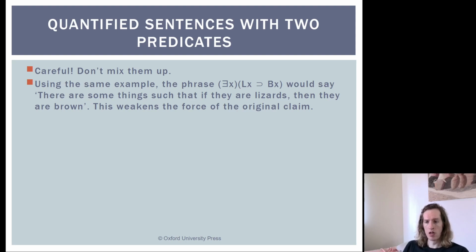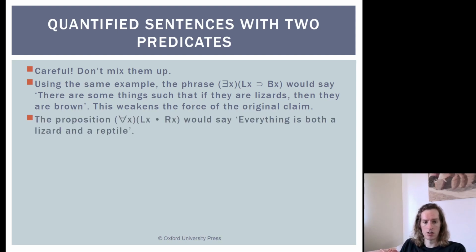So using the same example, the phrase, there is at least one x such that if x was a lizard, then x is brown, would say there are some things such that if they are lizards, then they are brown. So this is sort of a weaker claim than the original one, which is to say that there is at least one thing that is both a lizard and is brown. It's asserting that there are two properties that exist simultaneously in a thing, where this is saying that if there was such a thing L as a lizard, it's also possible that it would have the property B. So this is a little bit of a weaker claim.